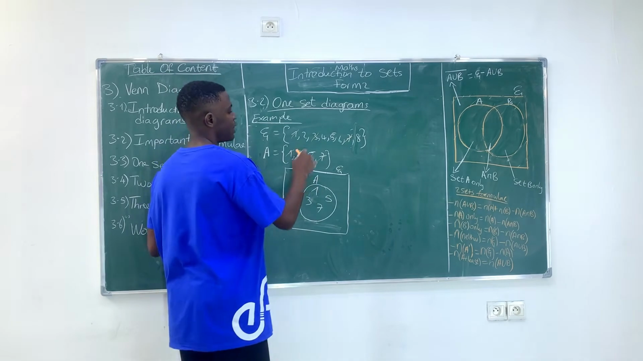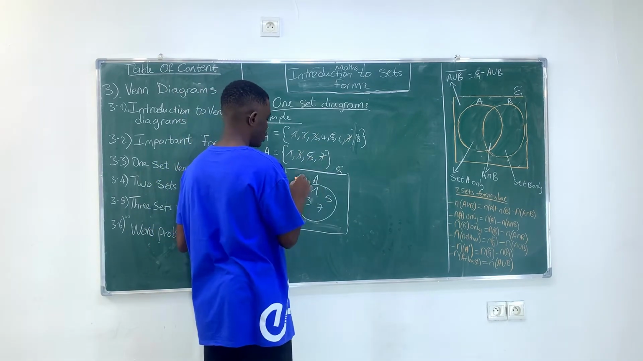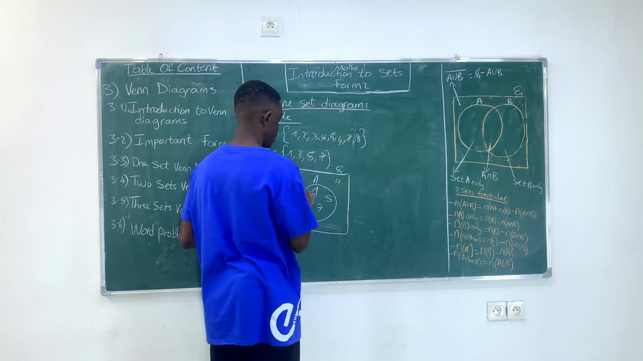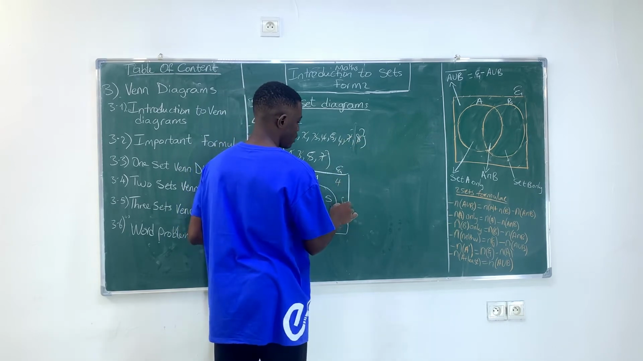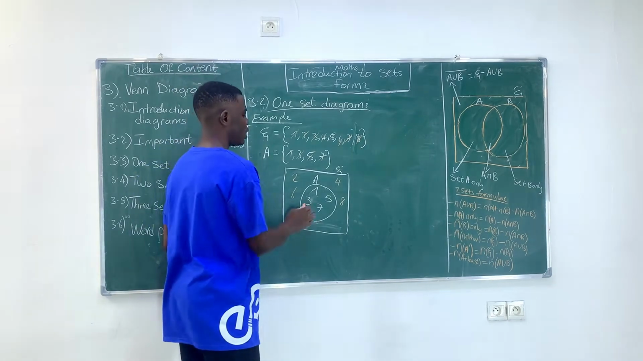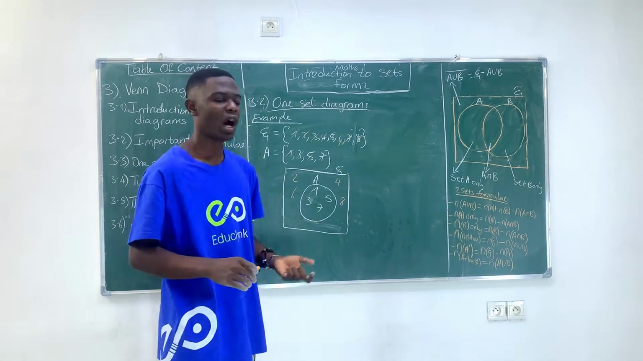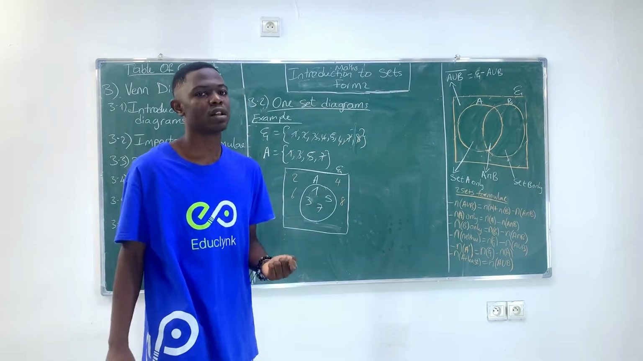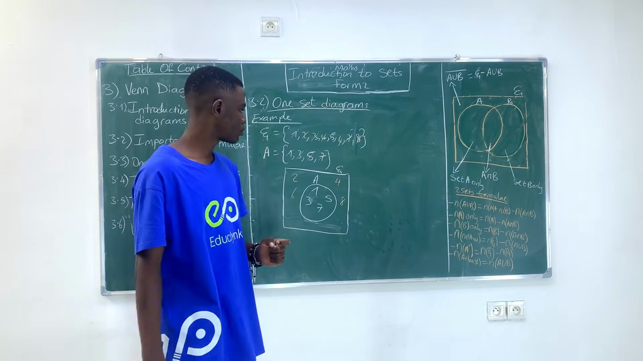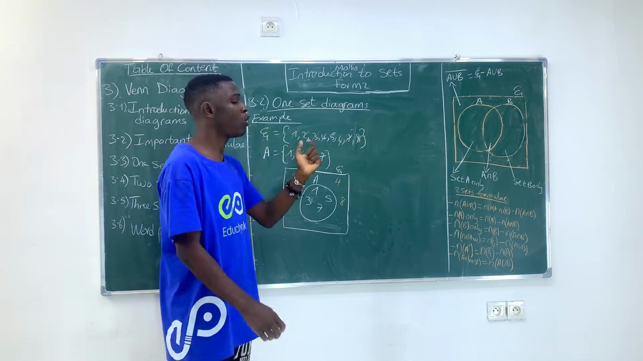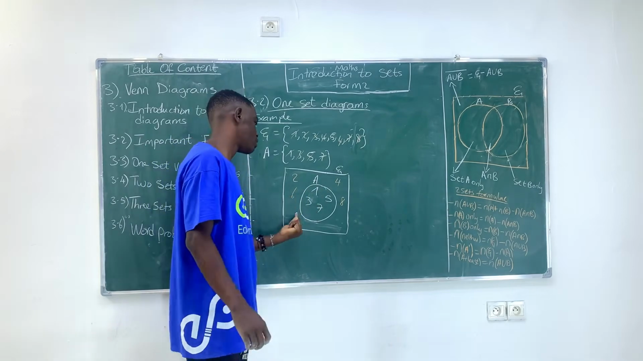What are the elements you place? This 2, you write it. This 4, you write it. This 6, you write it. And this 8, you write. You can write anywhere, as far as it is outside the circle and inside the rectangle of the universal set. So you have to make sure that all of the elements in all of the sets are written.